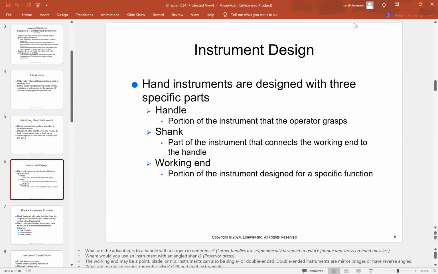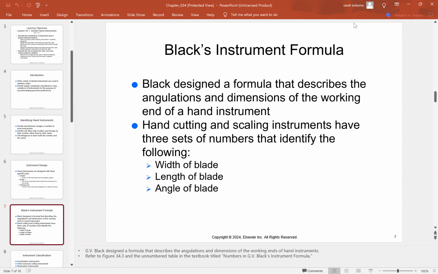Hand instruments are designed with three specific parts: the handle, the portion of the instrument that the operator grasps; the shank, the part of the instrument that connects the working end and the handle; and the working end, the portion of the instrument designed for a specific function.